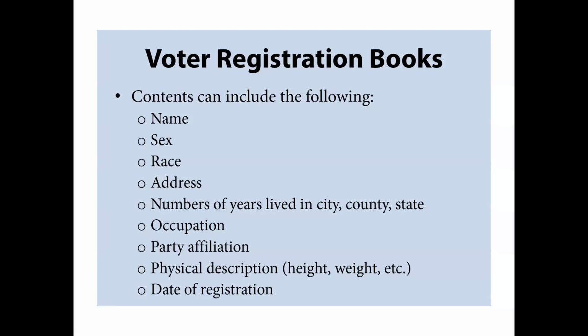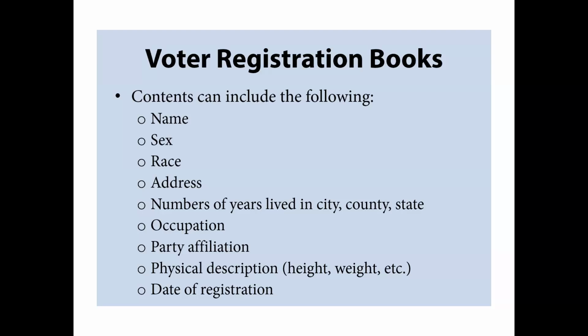Now, another type of record that we're going to see, especially when we start getting into more modern records, is voter registration books. So this is actually showing you, similar to the freeman's list, those that are eligible to vote. You're often going to find a lot of really nice details in here that can help you find out more about them, including their name, their sex, what race they are. As you can see, based on the history, race had a very big impact on who was eligible as well, besides sex.